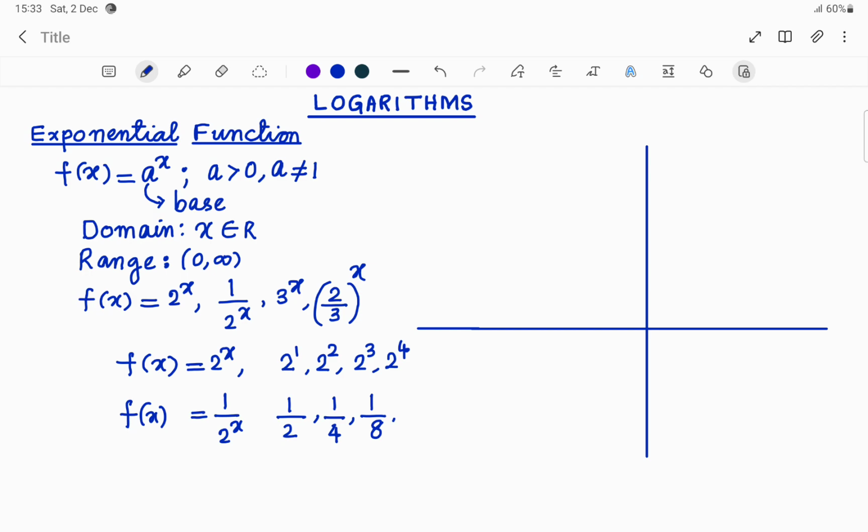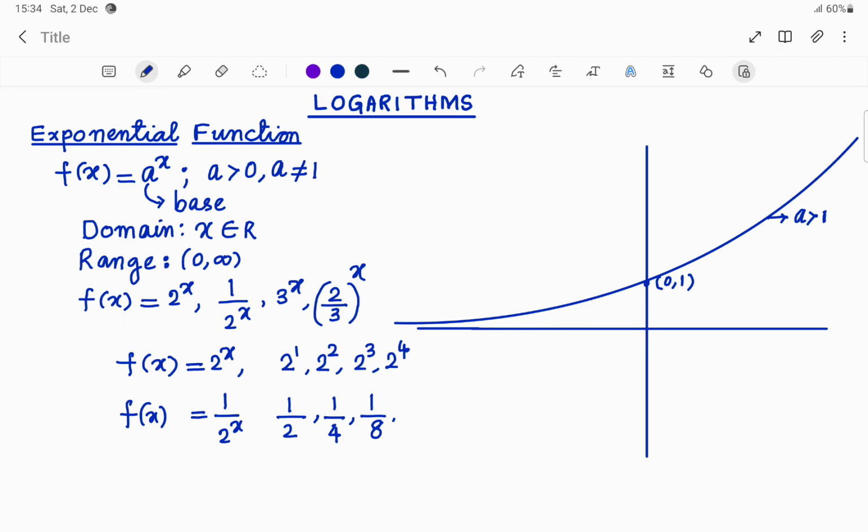So that is why the graph of the exponential function is different when the base value is more than 1 and when the base value is less than 1. Suppose anything power 0 is 1, when you take this point. So this will be the graph of the exponential function when the base value is more than 1, and you can say it is an increasing function.